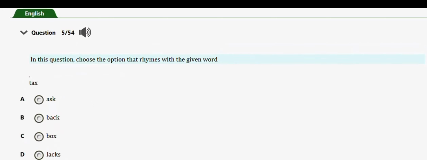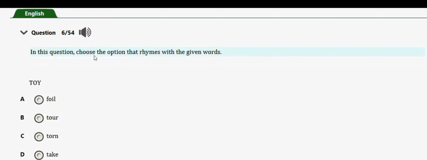So it says, choose the option that rhymes with the given word tax. We have ask, we have bag, boss, lax. So the right answer to this question is option D, which is lax. Okay, very important. This question says, choose the option that rhymes with toy. So we have foil, turn, take. So guys, the right answer to this question is option A.